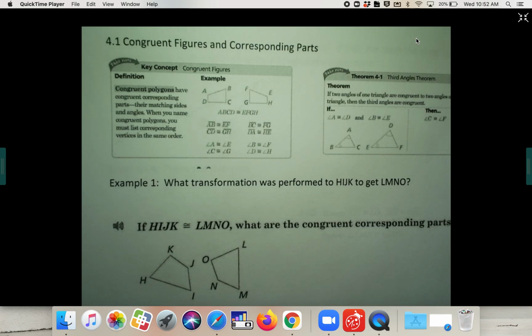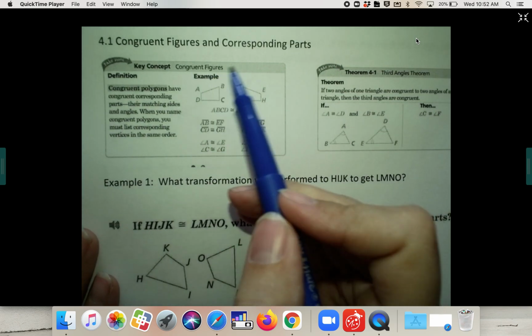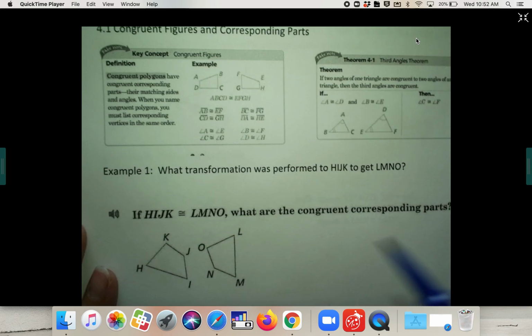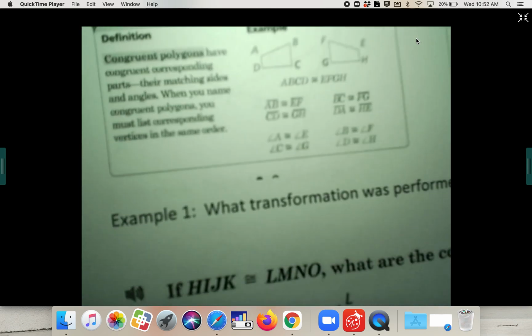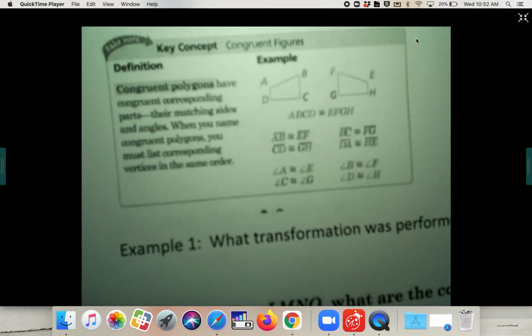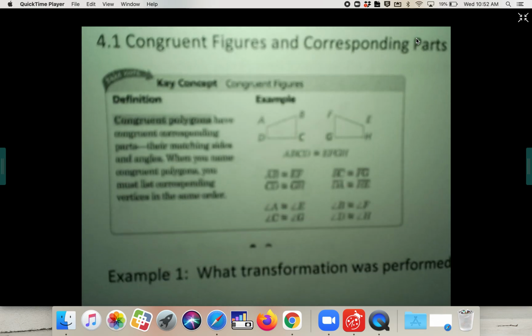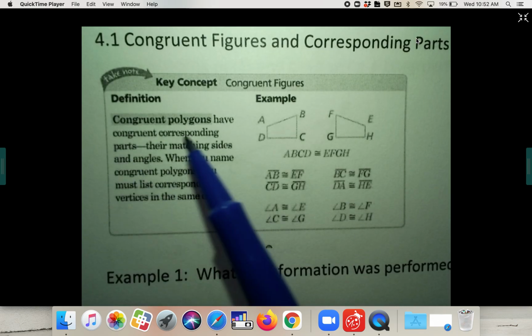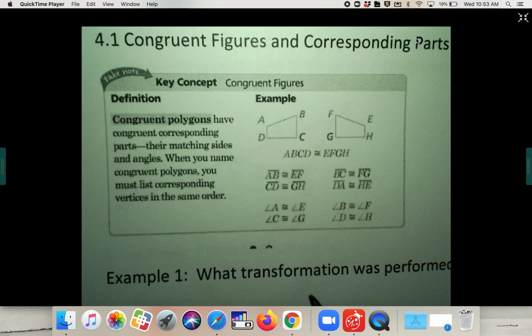All right, for geometry, we are starting Unit 4, Module 4. So this one is Lesson 4.1. It's called Congruent Figures and Their Corresponding Parts. Something that you need to know first is that congruent polygons have everything the same.